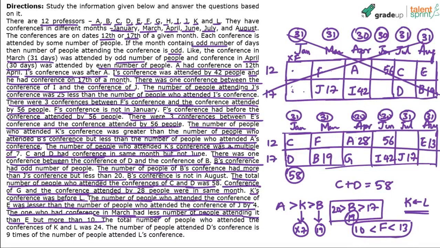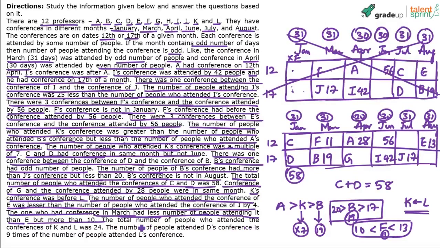The only person in March is F now. B is already taken 19. So F is less than E. Less than E meaning less than 13, but more than 10. We also know that F should be odd. Why should F be odd? Because F is in an odd month. So the only odd number between 10 and 13 is 11. So F is 11. Yes or no? So F has 11 attendees.